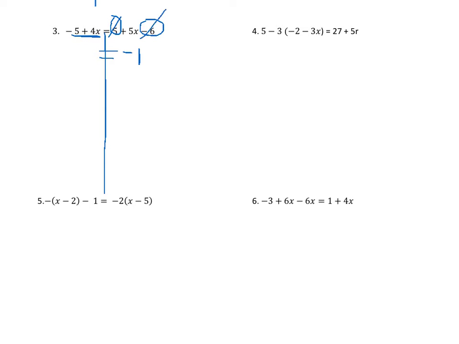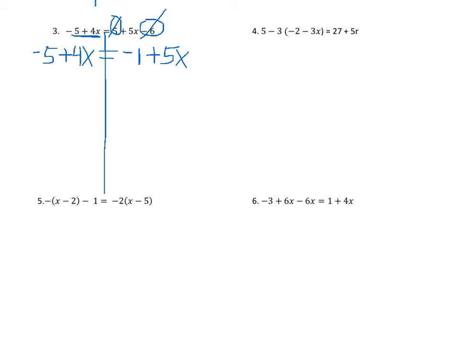So I'm done with these. And then I just bring down the plus 5x. The left side, I can't combine those terms. They're not like. So I just bring those down. So it's negative 5 plus 4x. Now I'm kind of at the same point that I was for number 1. Right? I have an x term and I have a constant.